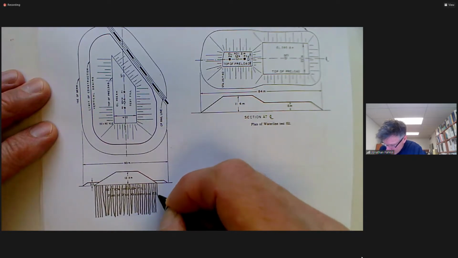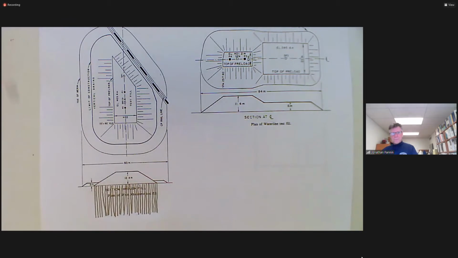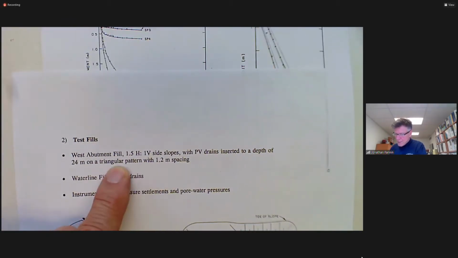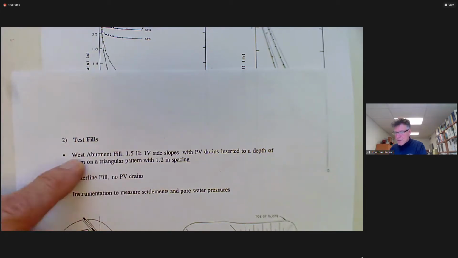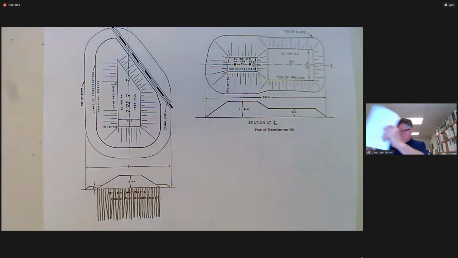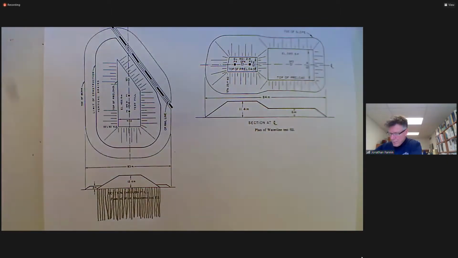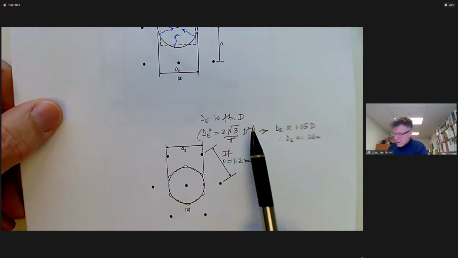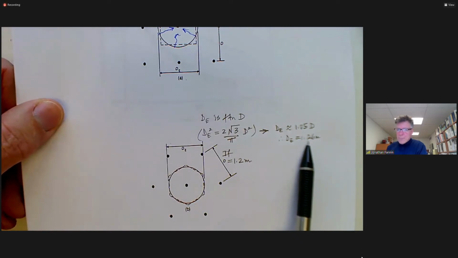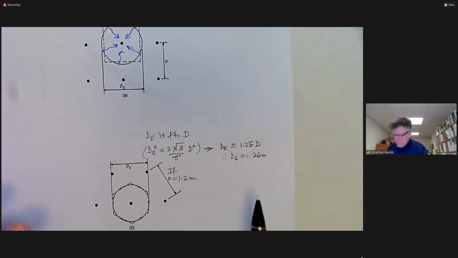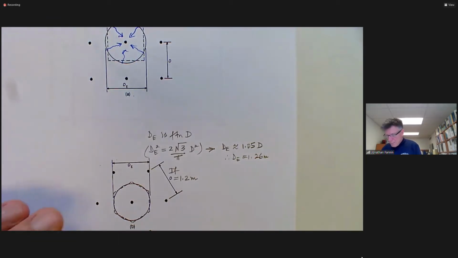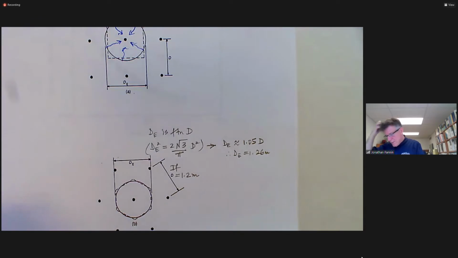Let's call that our schematic arrangement of a bunch of drains in a triangular pattern with 1.2 meter spacing to a depth of 24 meters. So for those reasons, I'm not going to get too bent out of shape if we turn back to here and say, look, okay, I take the relation, I get that DE is equal to this, but I'm not buying into it being an absolute constant separation over the full length of the drain.